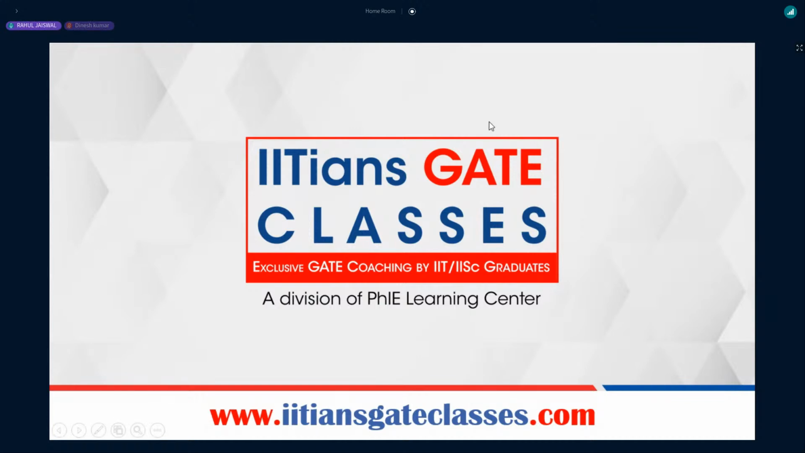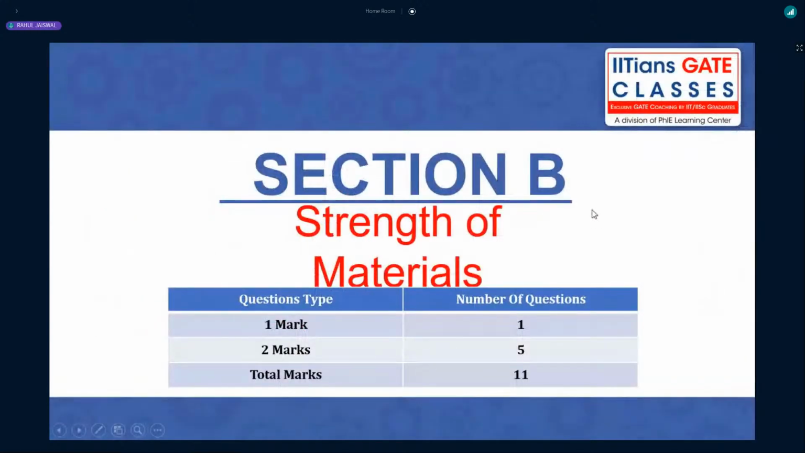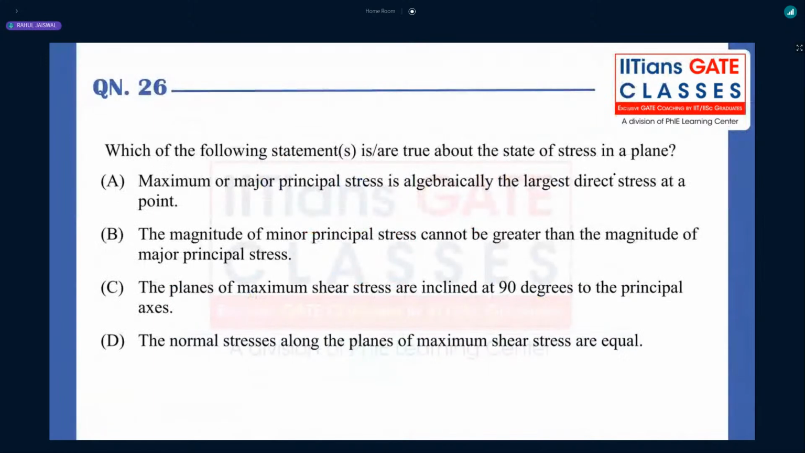So here we'll be starting the strength of material first, and we'll try to see the solution. If you see the strength of material weightage, this year they asked one 1-mark question and five 2-mark questions. So the total marks allotted to this section will be 11 marks. Now, this is our question number 1 for strength of material.